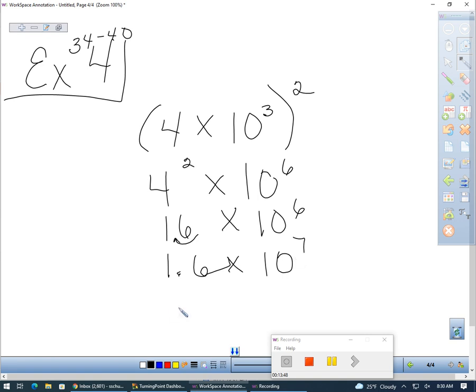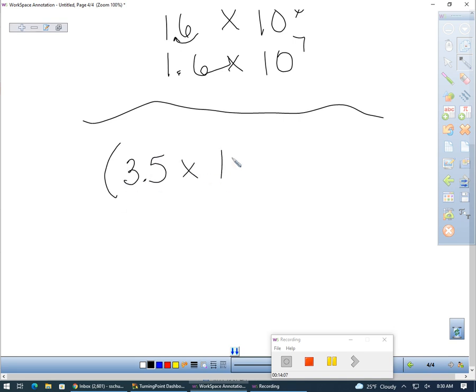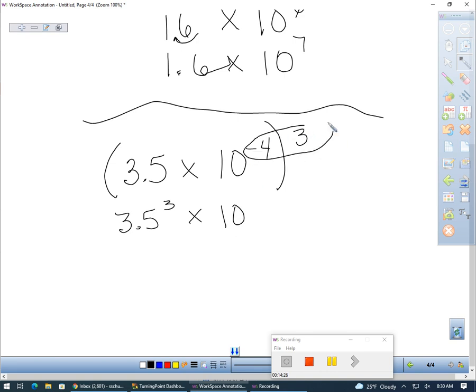Correct. All right, one more and then I'll shut up. How's that sound? It's all right. I get it. How about 3.5 times 10 to the negative 4, raised to the 3rd? So we have to take that 3 to the 3.5 times 10, multiply your exponents.